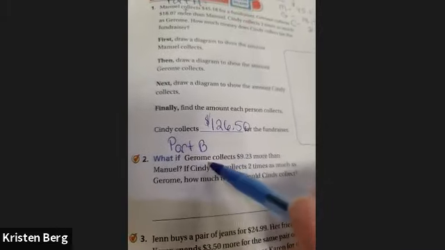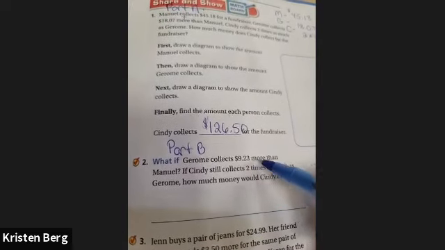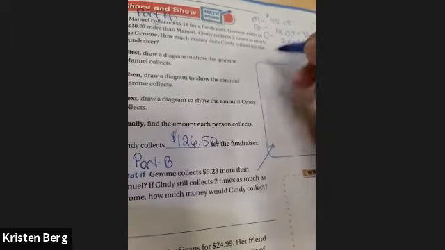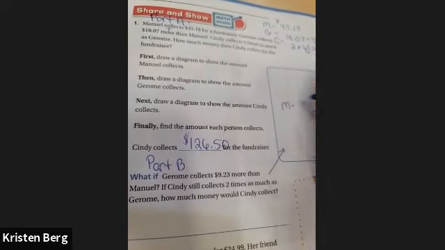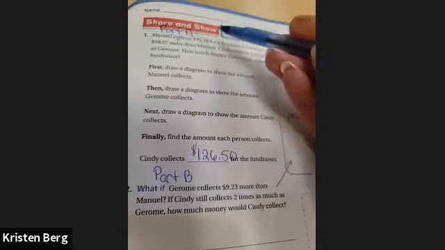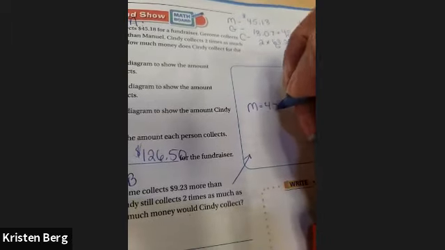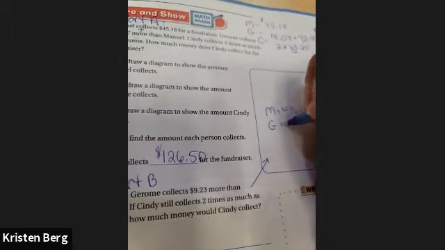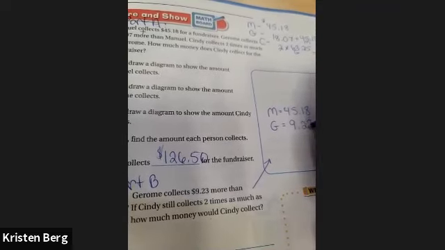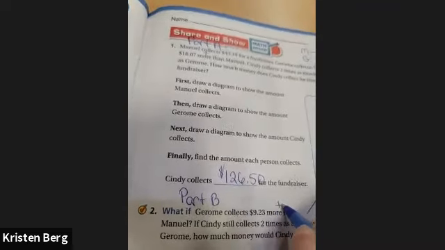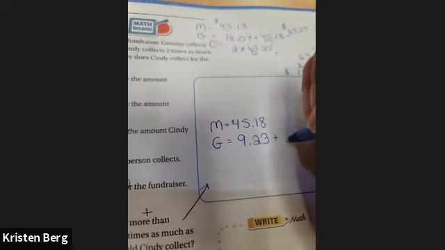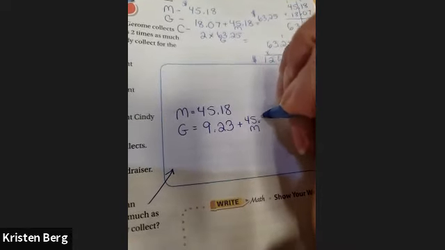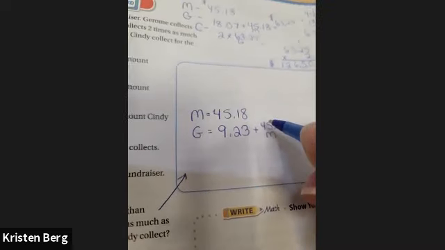So sometimes this happens. So in this case, here's your part B. So now they're saying, what if Jerome collects $9.23 more than Manuel? All right, so now we're going to go ahead and play this scenario out. I'm going to move this up here. So now Manuel, in this case, did not change. So that means Manuel is still going to have $45.18. Now it's going to change what happened to Jerome. Jerome is going to do $9.23 more than, now remember, more means add, what Manuel did. Well, we know what Manuel has right here. So I'm going to go ahead and put that number in for that. I'm going to substitute it in.